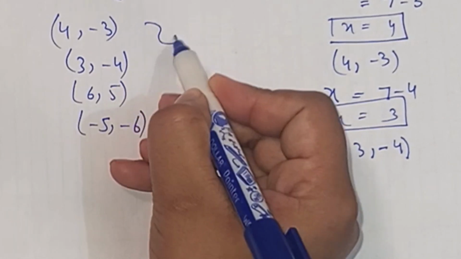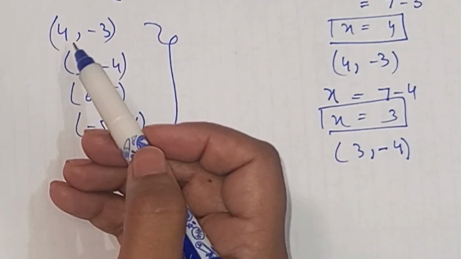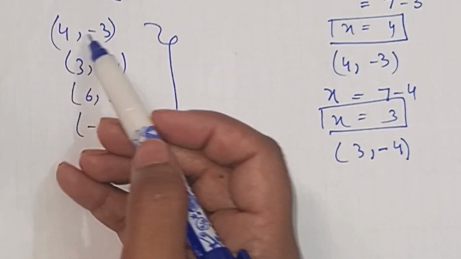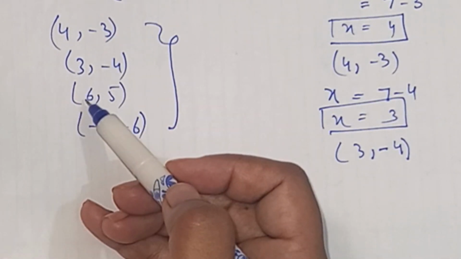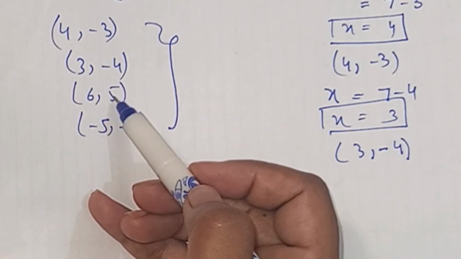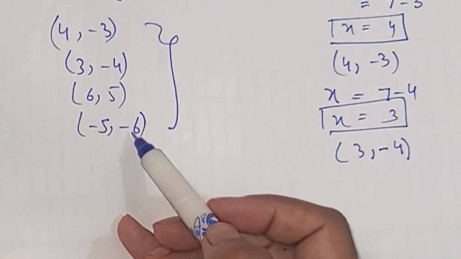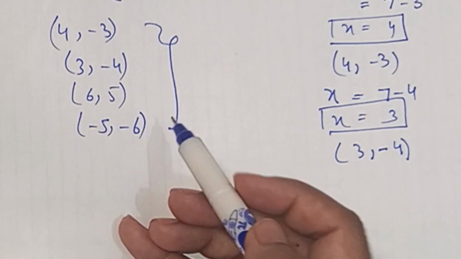So we have 4 possible solutions. If x is 4, then y is minus 3. If x is 3, then y is minus 4. If x is 6, then y is 5. If x is minus 5, then y is minus 6. And we are done. Thank you.